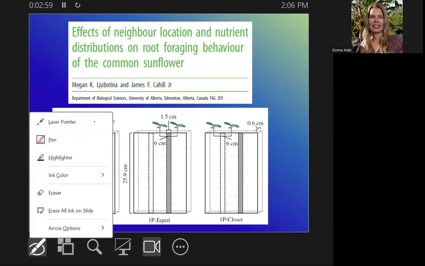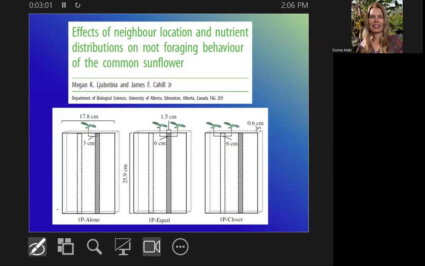So they would test sunflowers and say, how do you behave when you're all alone and you're given these options? How do you behave in the middle one? How do you behave if you have a neighboring plant growing on either side of a good nutrient patch? What are you going to do?